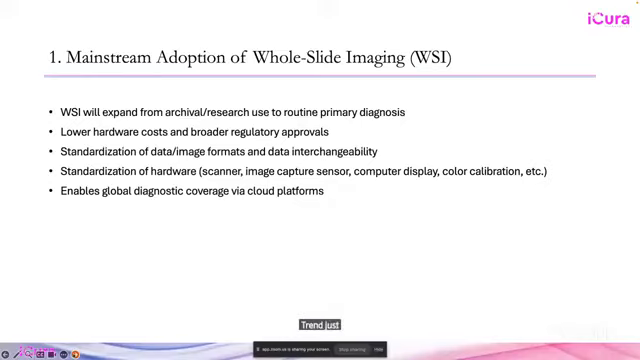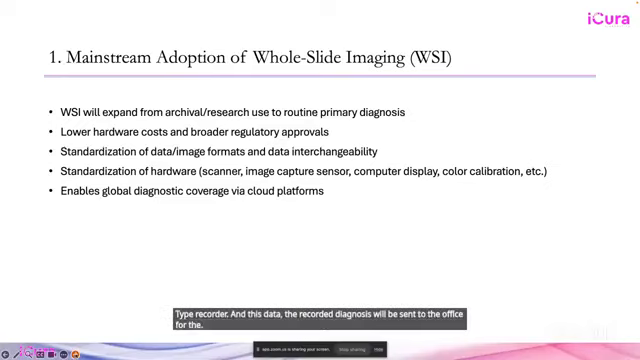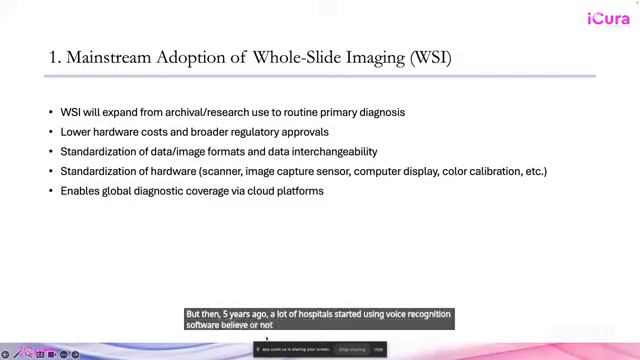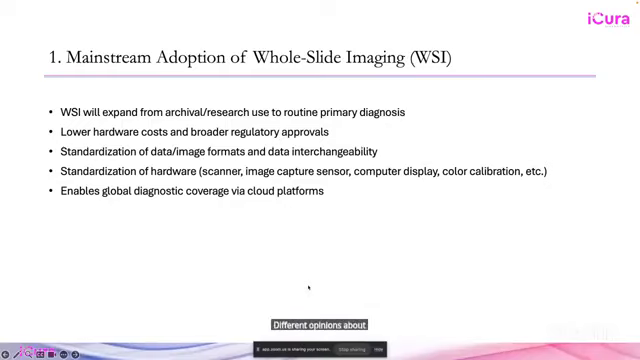Just like even 4 or 5 years ago, a lot of pathologists were doing human transcription, meaning they would talk to a tape recorder, and the recorded diagnosis would be sent to the office for the transcriber to type into the actual pathology report and send back to the pathologist to sign off. But then 5 years ago, a lot of hospitals started using voice recognition software. Believe it or not, there are always love and hate, different opinions about it, but it's already mainstream. Digital pathology is not yet, but I believe it's going to be in maybe the next 3, 4, 5 years.